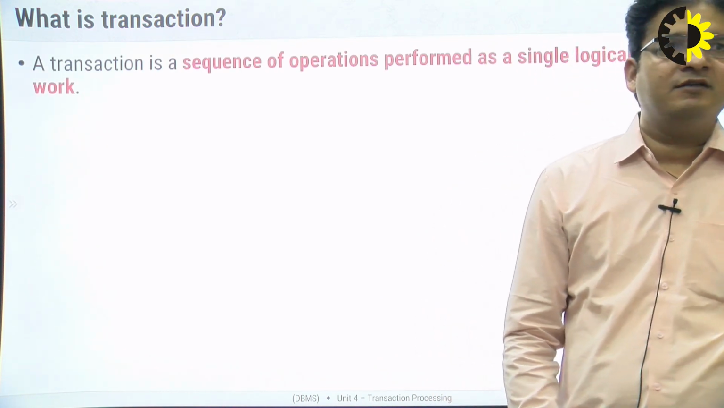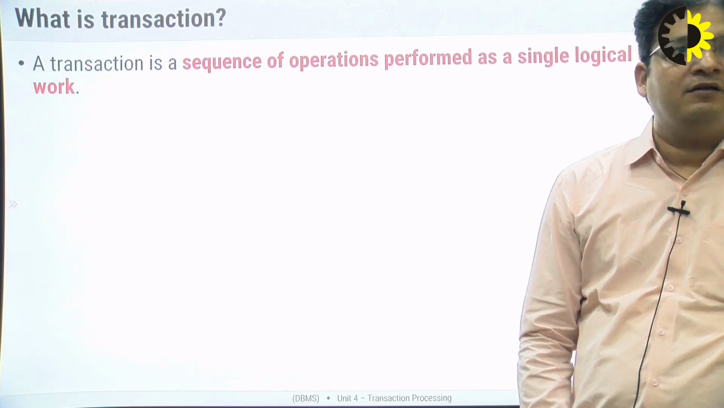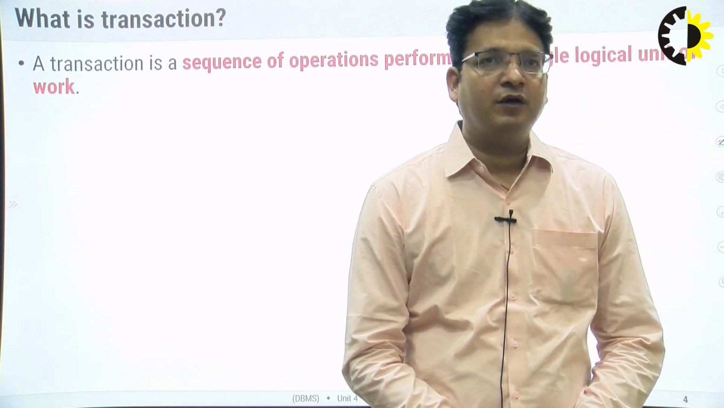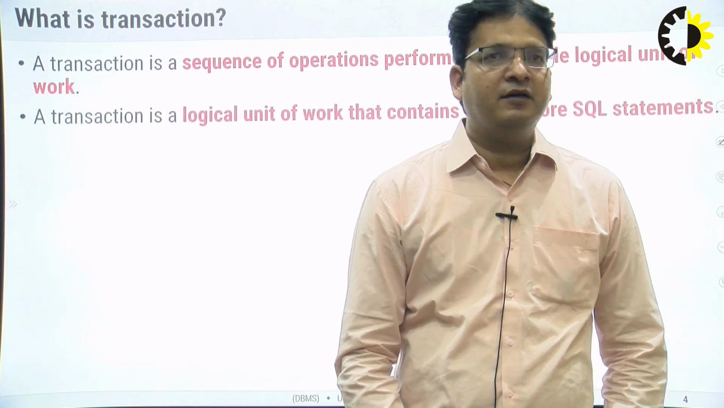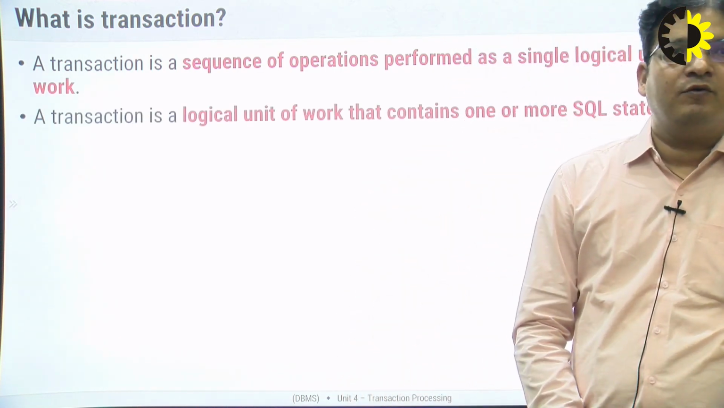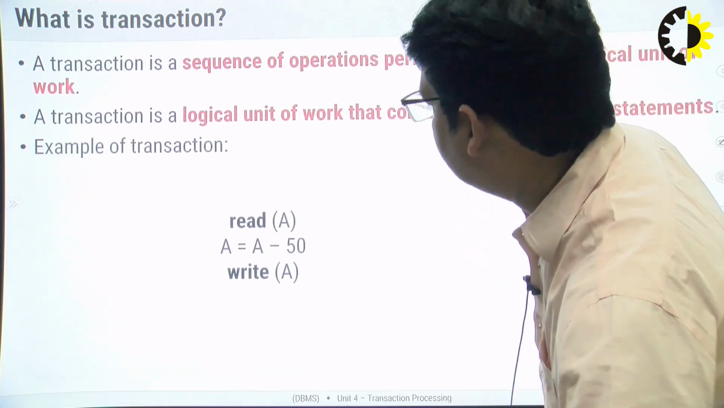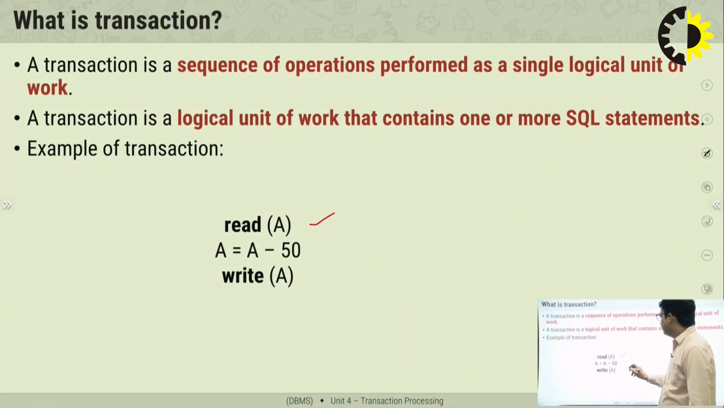A transaction we can say is a sequence of operations that are performed as a single unit of work. It means it is a collection of different operations that are performed together to perform certain work. A transaction contains one or more SQL statements. Here we have given an example: we are reading a value, then after the read operation we are deducting 50 from A, then we are writing the value.